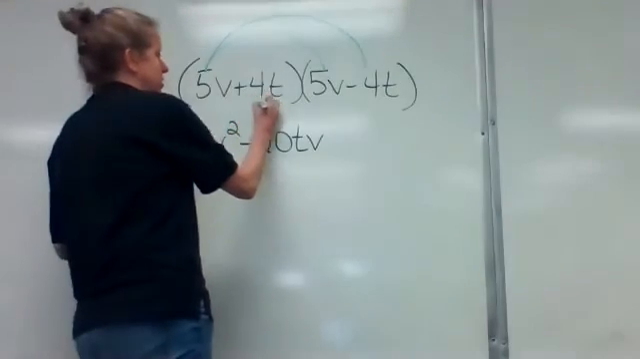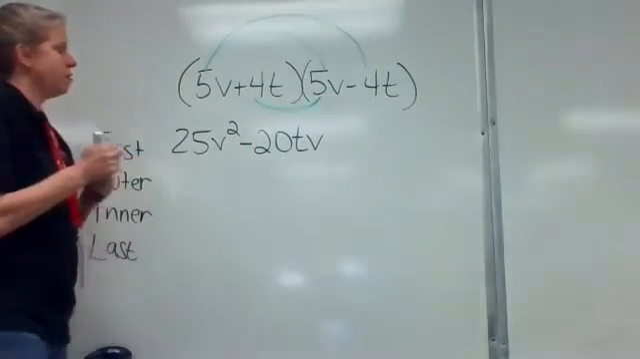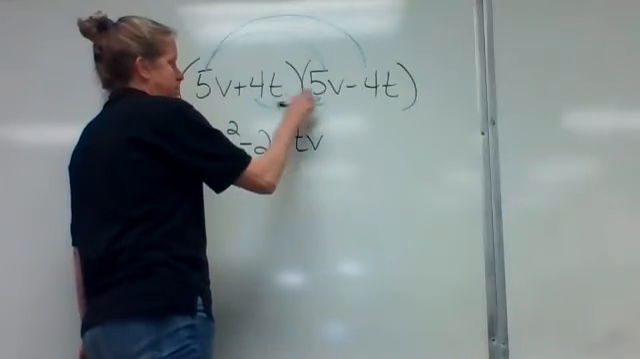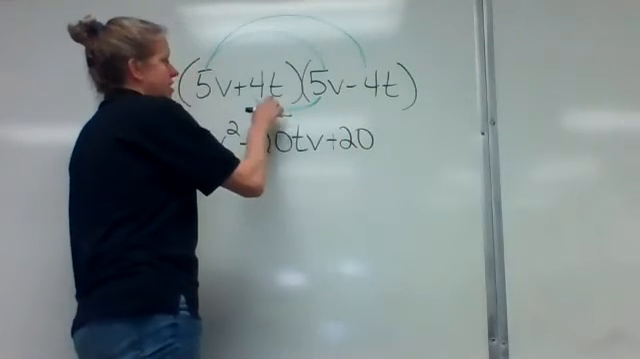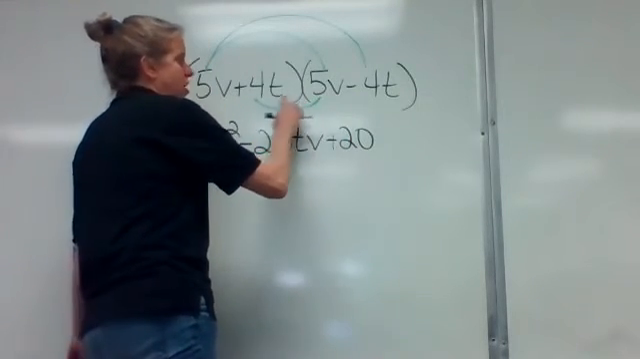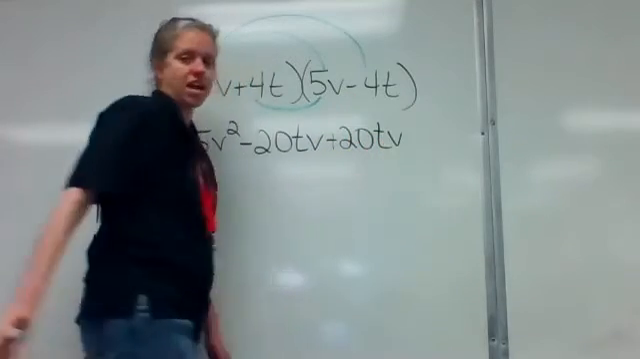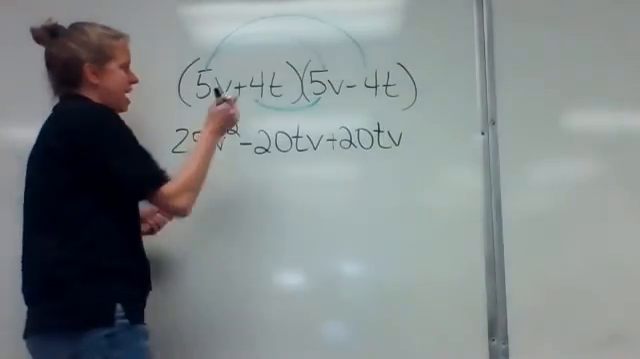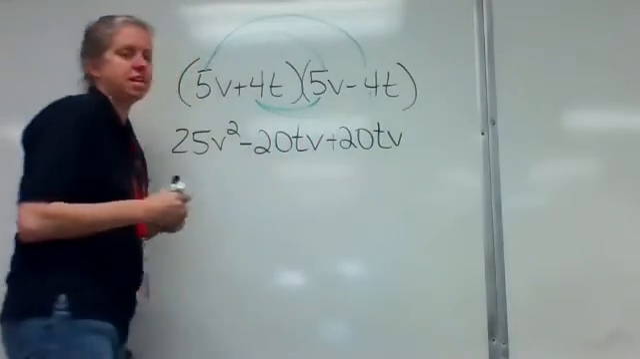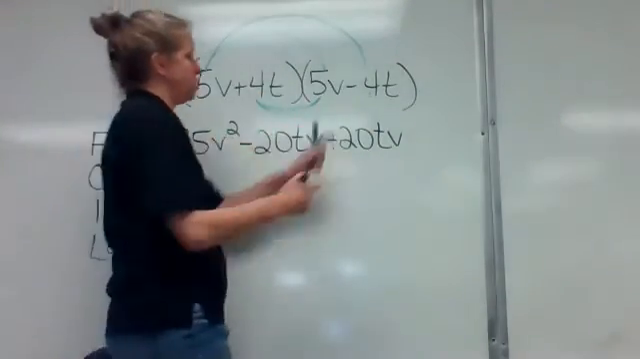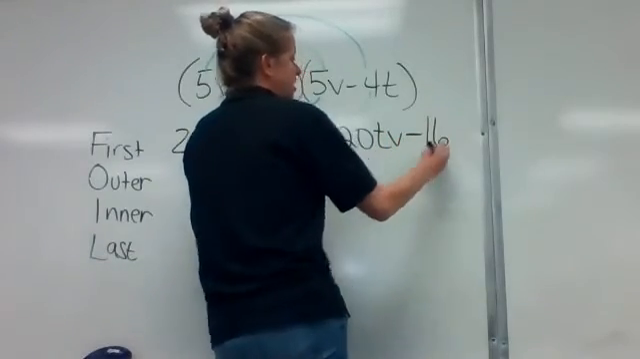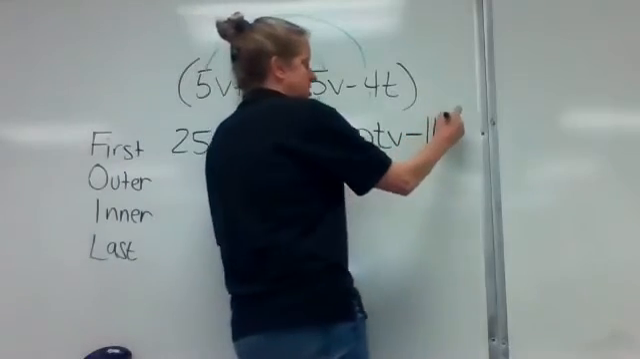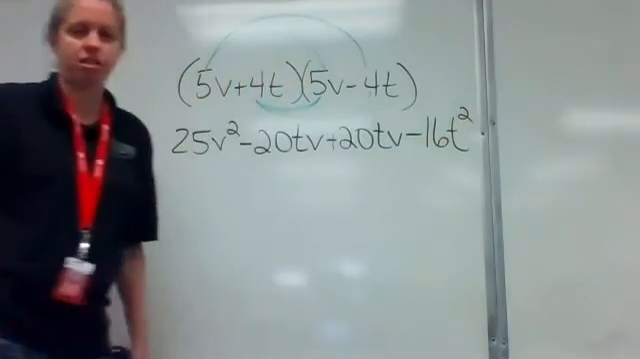My inner, I have a positive 4T times a positive 5V. So it's going to give me positive 20. Again, hook your letters together in alphabetical order. So it's going to be TV. And my last, I have a positive 4T times a negative 4T. Positive 4 times negative 4 gives me negative 16. And what do you get when you multiply T times T? Since they're the same letter, you're going to add their exponents.